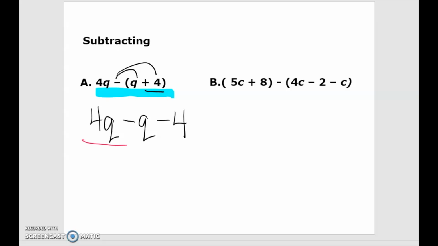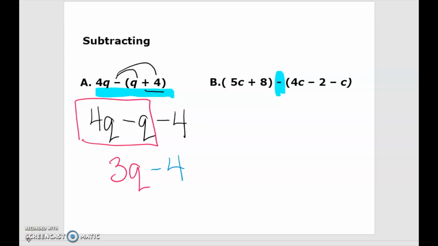Then I need to combine my two like terms. 4q minus 1q is 3q minus 4. Okay, we'll try just one more. So again, notice the negative or subtraction sign is where these get really tricky. So when you see that negative sign, just slow down. Think about, why are you there? Why are there parentheses there? What am I going to do?